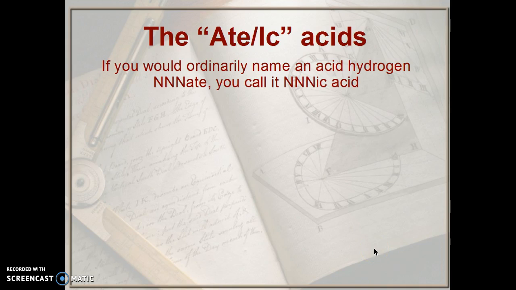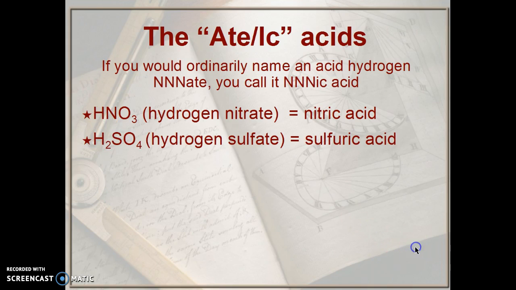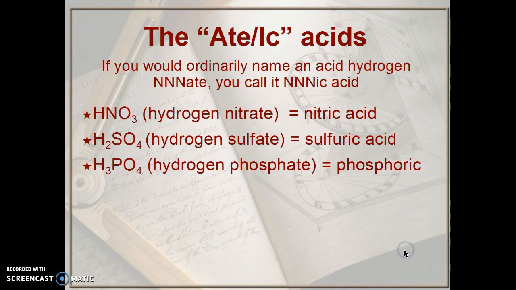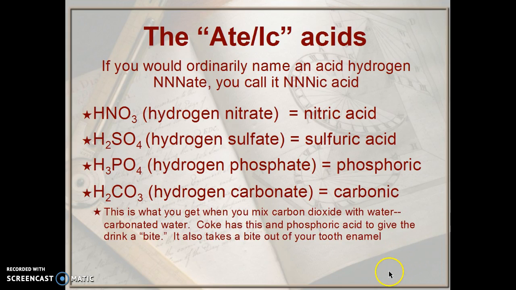Now, if you didn't know any better and named an acid hydrogen something-ate, you would call it something-ic acid. Here's what we mean. This would ordinarily be called hydrogen nitrate. Well, we don't do that. We call it nitric acid because it's got that H in front. This is hydrogen sulfate. We're tempted to call it that, but we don't. We call this sulfuric acid. This then would be phosphoric acid, and this H2CO3 would be called carbonic acid. And of course, that's what gives the bite to carbonated beverages.